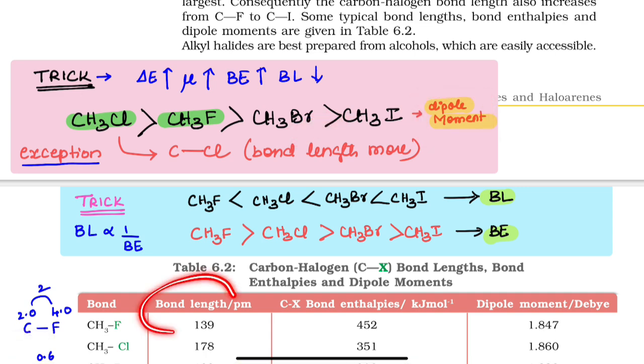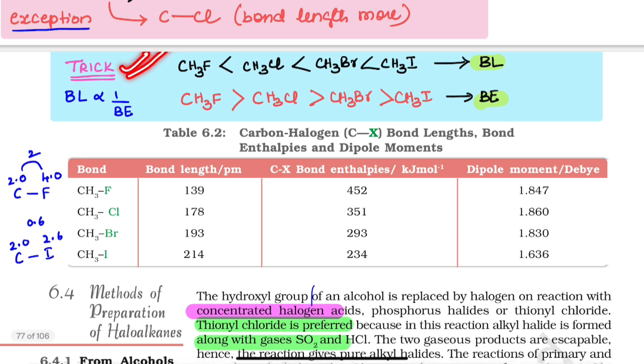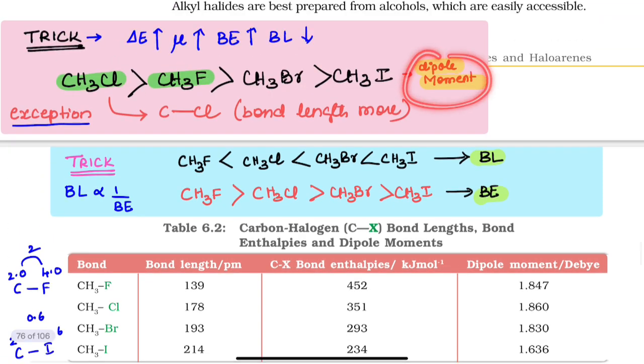Next is bond length and bond enthalpy. Bond enthalpy is nothing but bond energy. The trick we are going to use is that bond length is inversely proportional to bond energy. Bond length is more for iodine, then bromine, then chlorine, and then fluorine. For bond enthalpy it will be the reverse order: fluorine is more, then chlorine, bromine and iodine. Both are inversely proportional to each other. Here there is no exception. Only for dipole moment there is an exception, where chlorine is more than fluorine. You can learn this order.